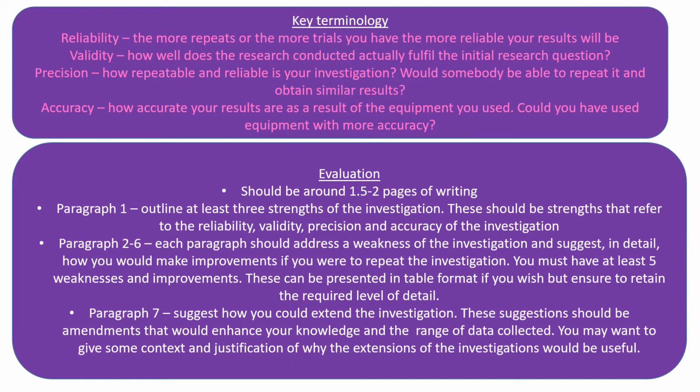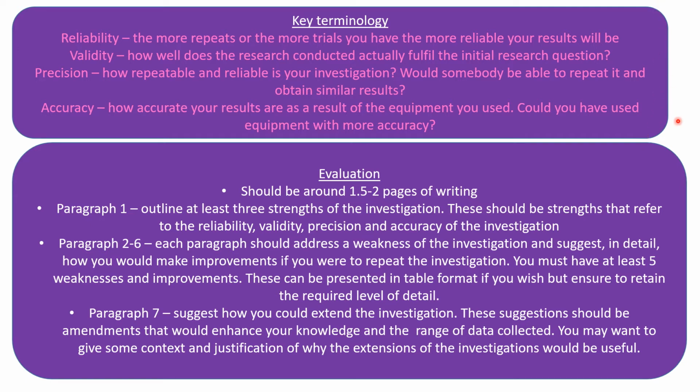Okay. In the evaluation, you need to start with the strengths. So paragraph 1 should outline at least 3 strengths of the investigation, and they should be strengths that refer to the reliability, validity, precision, and accuracy of the investigation. Now, these 4 terms are terms that are thrown around willy-nilly within your IAs, and no one really understands what they mean. So I've outlined the key terminology at the top for you.